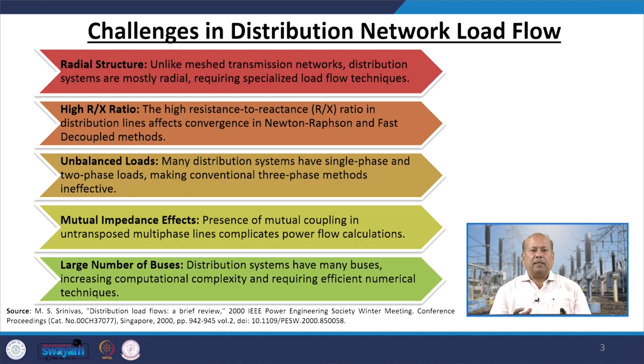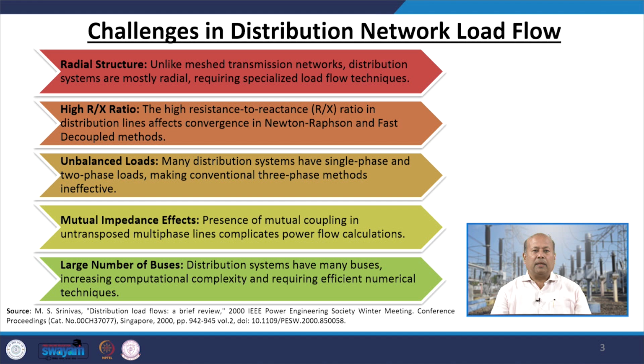Now, let us understand what are the challenges in distribution network load flows. First of all, the challenges associated with distribution load flow are because distribution networks are mostly radial in their structure and possess a high value of R by X, unbalanced loads become a common factor, and there are mutual impedance effects and a large number of buses in the network.